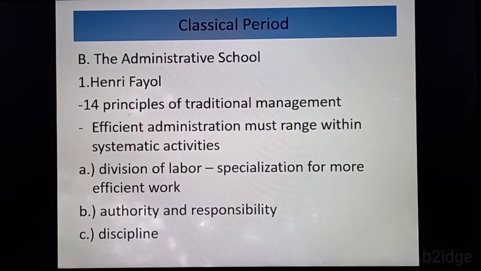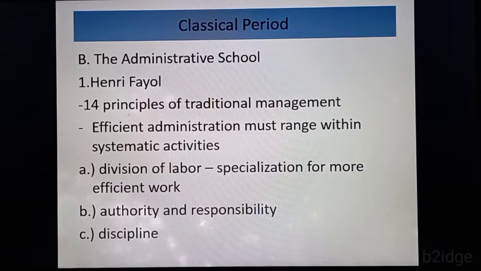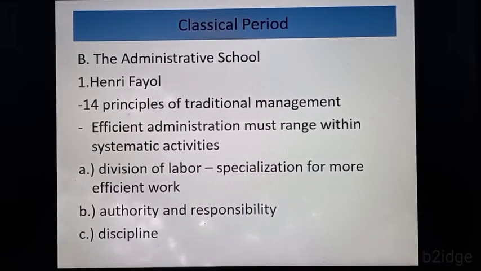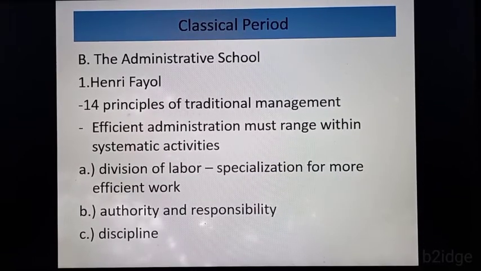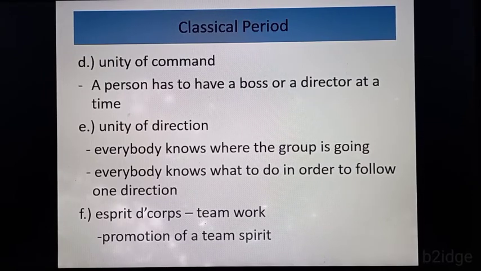Then let's proceed with the administrative school. We have Henri Fayol, or maybe you want to call him Henri Fayol, but I would rather call him Henri Fayol. He set the 14 principles of traditional management. Efficient administration must range within systematic activities, wherein there's division of labor, the specialization for more efficient work. There is authority and responsibility. There is discipline as part of the 14 principles. The unity of command, wherein a person has to have one boss or a director at a time.